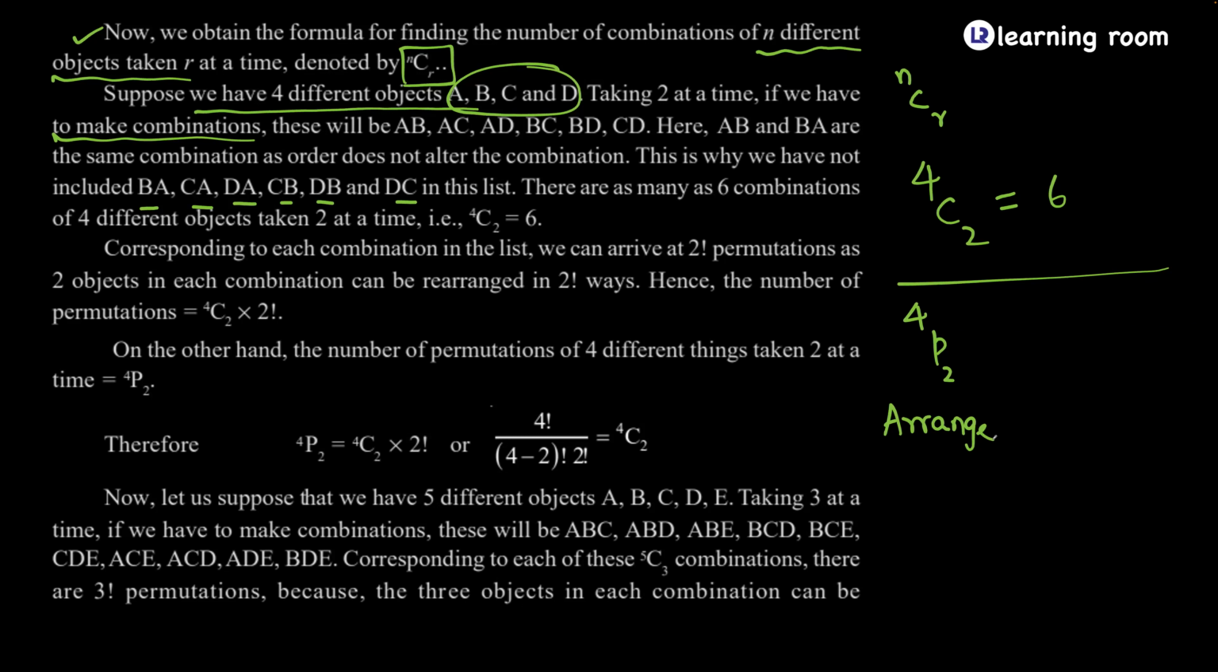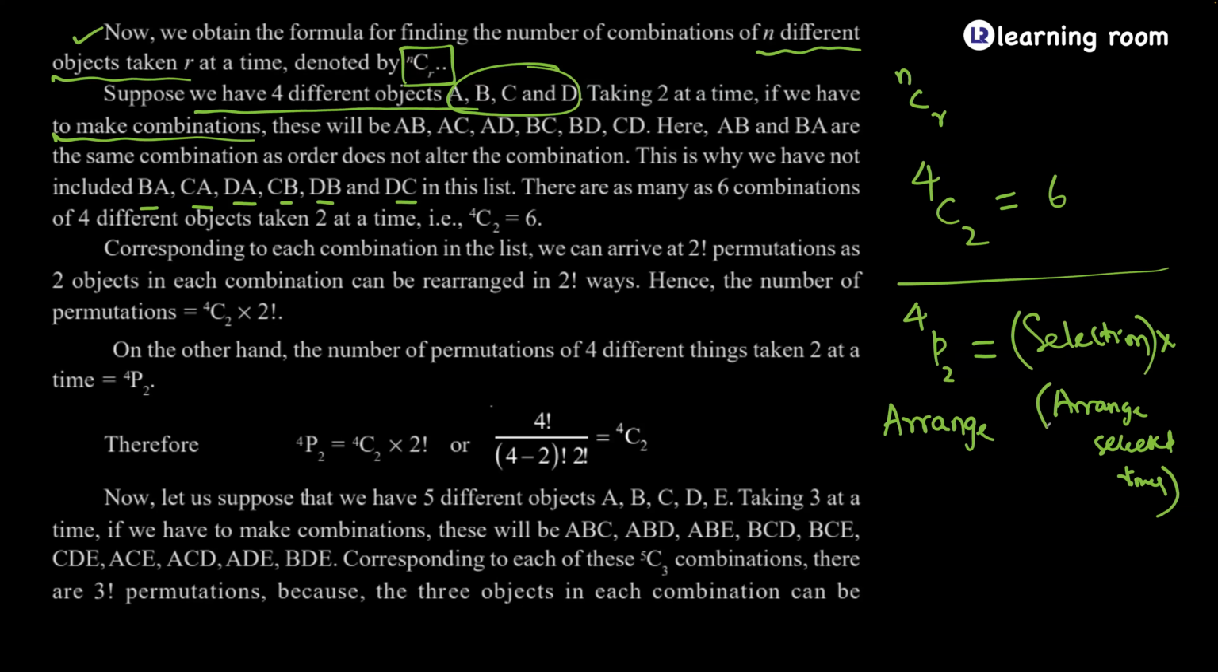But listen to this. For me to arrange, first what I need to do is pick them. I need to select them. Then I will arrange. So can I say that for this arrangement, selection is the first process? First thing is you need to select something, then you need to arrange those selected items in different ways. Am I making sense? So for me to have this 4P2, first I need to select. After that, I will make an arrangement among whom?